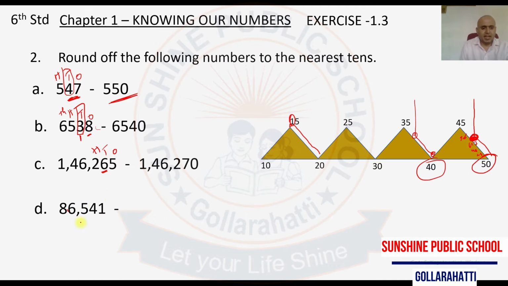Next number is 86,541. We have to round it up to the nearest tens place. So here in the ones place we have only 1.